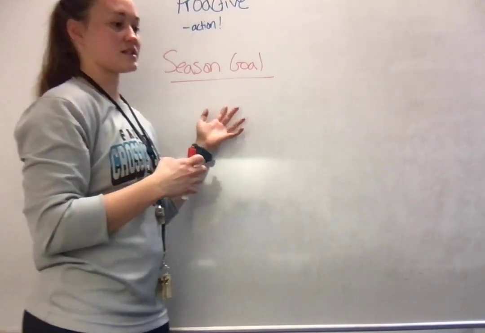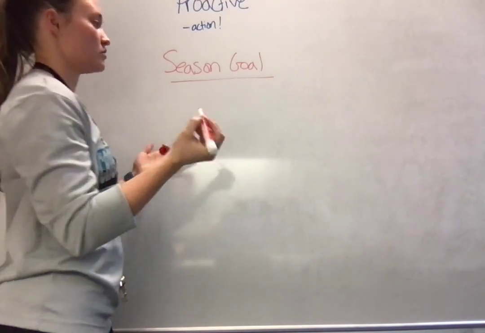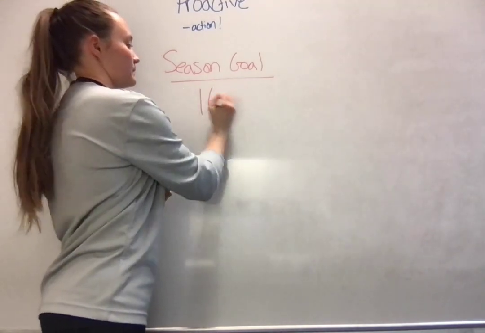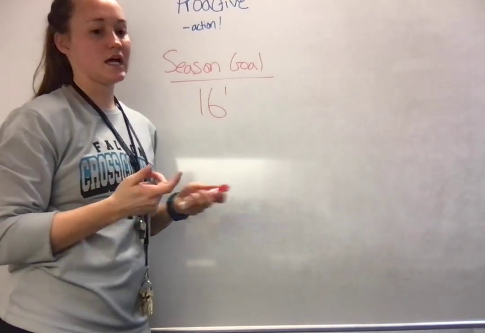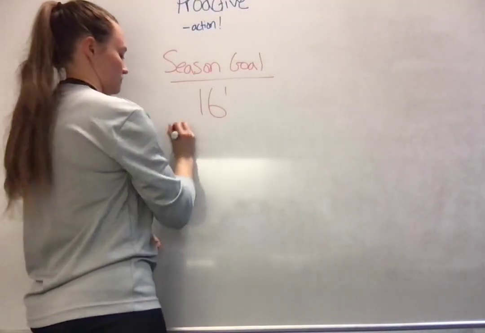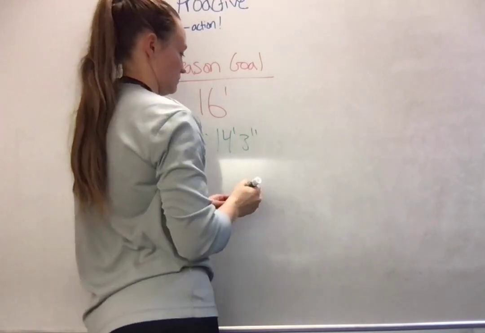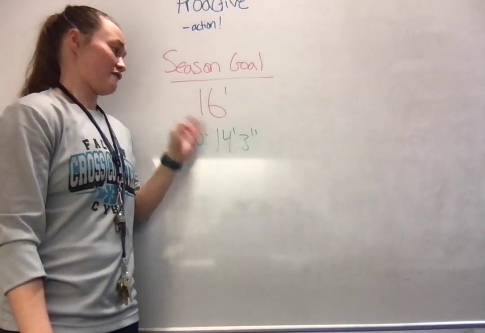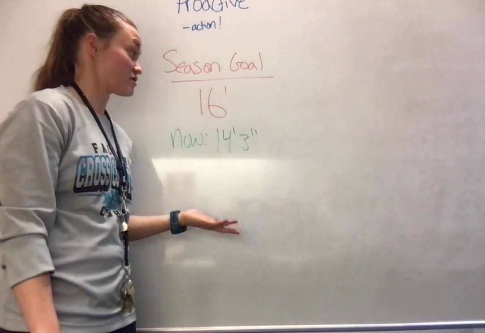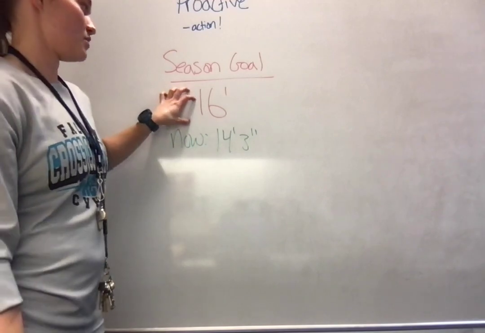Okay? So we're going to start with a season goal. We have to have something to focus on. All right? So let's say that, for example, I want to jump 16 feet by the end of the season. That is my goal. And let's say that right now, I'm a 14.3 jumper. And I want to get to 16. Okay? That's a little bit more than 1.5 feet. It's a good distance. It's going to require some work, but it's doable. It's something that we can pull off. Okay? So we've got where we want to be.